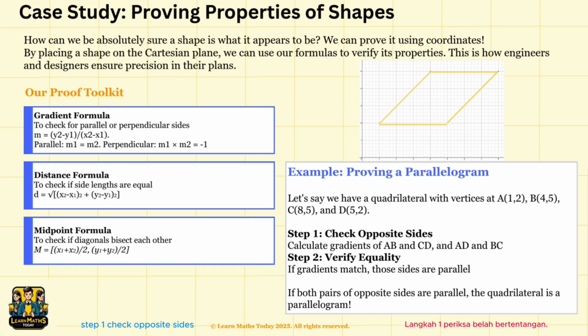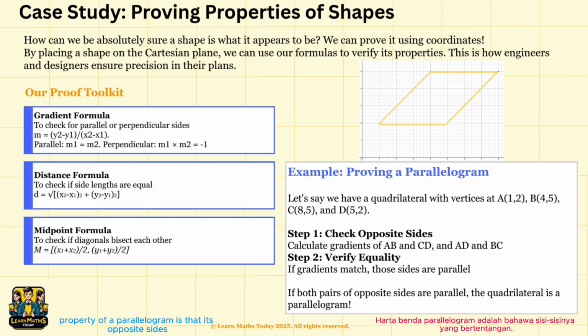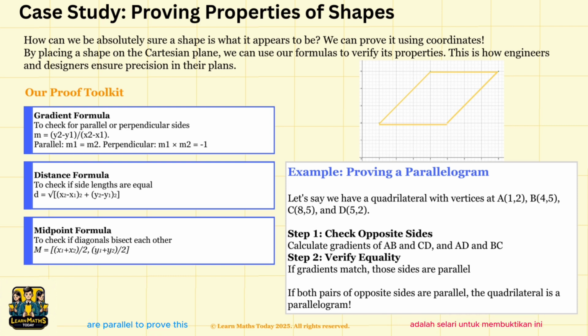Step 1. Check opposite sides. A key property of a parallelogram is that its opposite sides are parallel. To prove this, we need to calculate the gradients of the opposite pairs of sides. So we'd calculate the gradient of side AB and the gradient of its opposite side CD. Then, we'd calculate the gradient of side AD and the gradient of its opposite side BC.